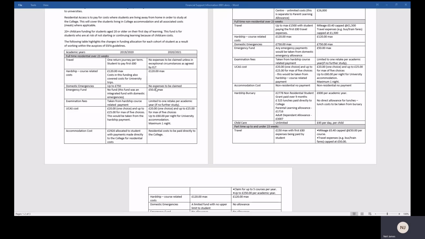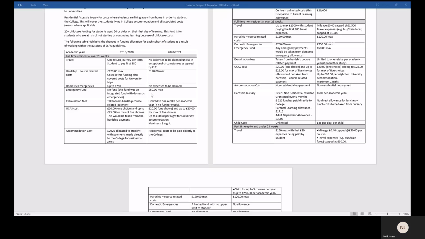There is nothing in the guidance that allows us to pay for residential students for domestic emergencies, because obviously they live with us. So we've had to remove that, and there are no expenses to be claimed under that criteria. For emergency funds, previously we did not allocate funds to this area. It was integrated within the domestic emergencies, so there wasn't an emergency fund. We've separated that out, and we've given a £50 max funding for this.